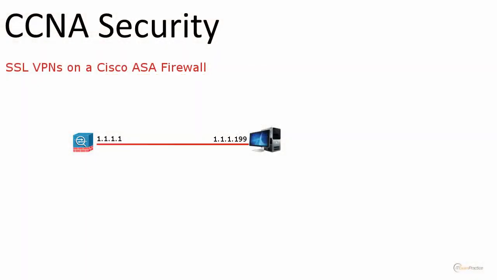CCNA Security Real-World Labs, ASA Firewalls, SSL VPNs. In my opinion, this is the most popular remote access VPN solution available today. What I mean by that, it has become really popular in the last couple of years. A lot of companies decided to move to SSL VPNs and they stopped using IPsec VPNs. I'm pretty sure at this stage of your career you know what SSL VPNs are all about.